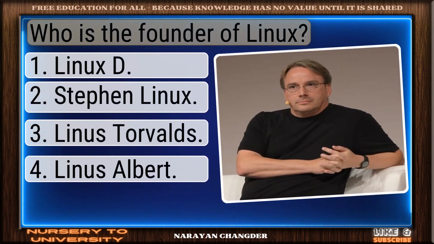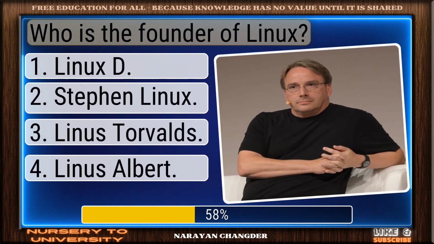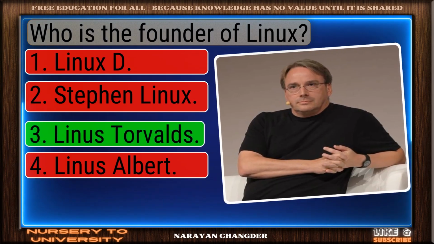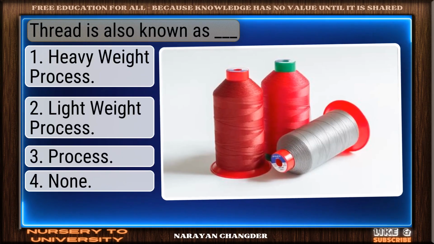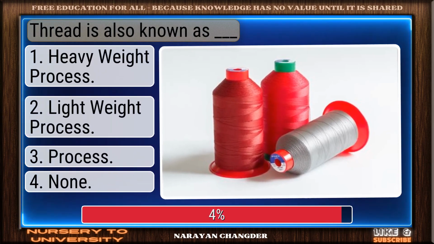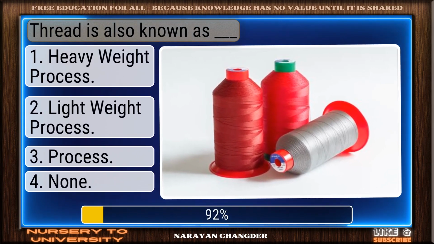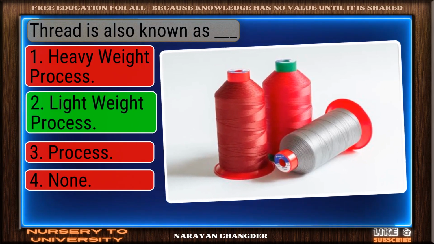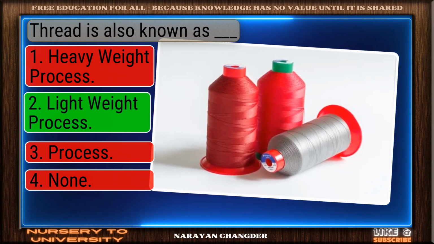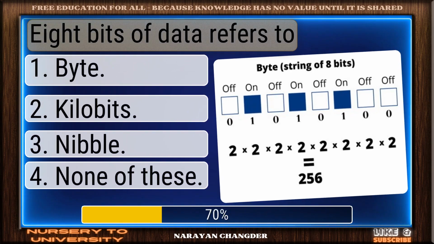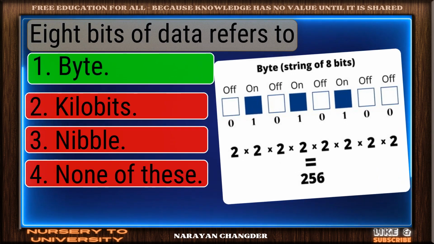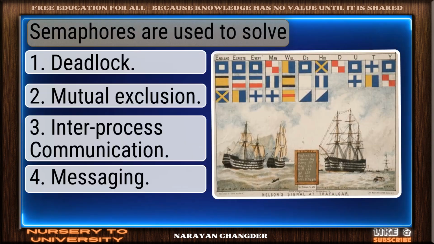Who is the founder of Linux? Correct response. Linus Torvalds is the most accurate answer. Thread is also known as Dash. Sharp thinking. Lightweight process is the right choice. 8 bits of data refers to. Valid point. Byte is true.